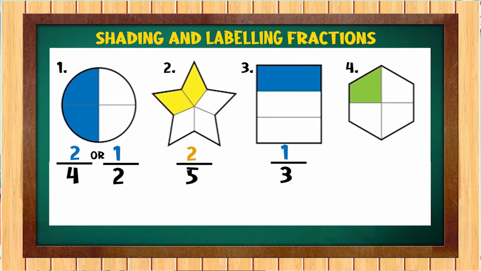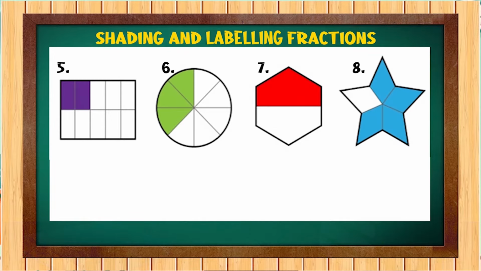Now let's do a fourth example. So this example is in the shape of a hexagon. The hexagon is divided into 4 equal parts, and 1 of those parts is shaded. If you guess the fractional part as a quarter, then you are correct. Now look at the fifth example. Can you guess what the fraction for that shape would be? If you guess 2/10, then you are correct. That shape is divided into 10 equal pieces, and 2 pieces are shaded.